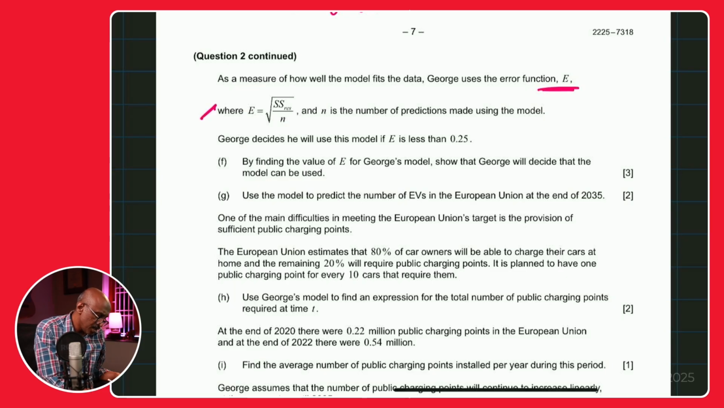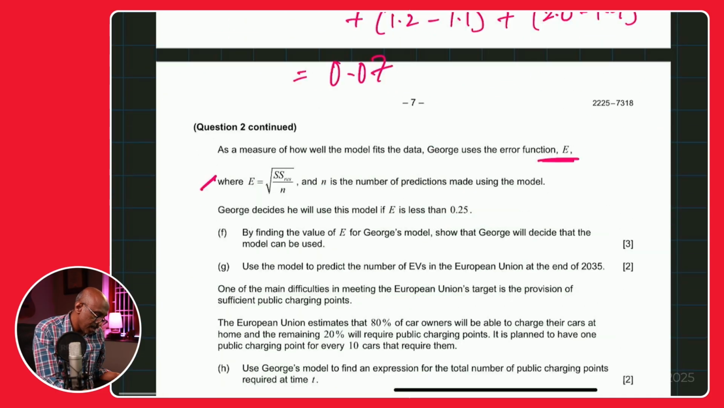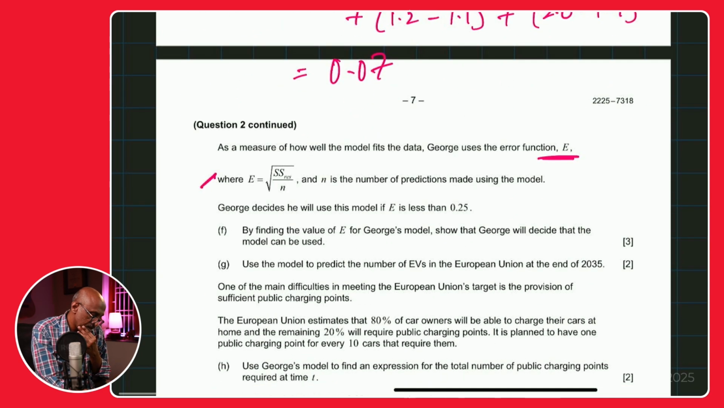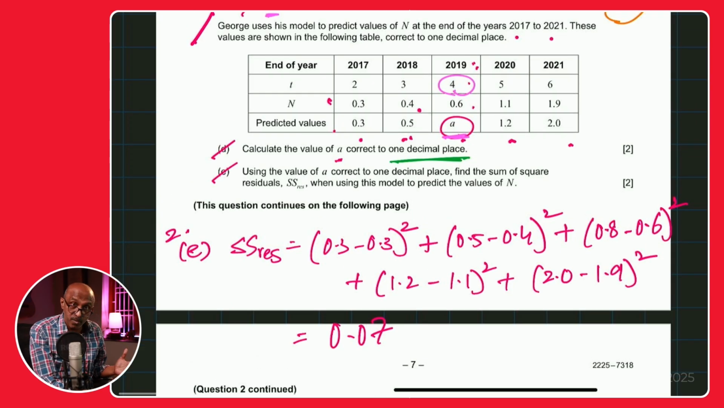Okay. As a measure of how well the model fits the data, George uses the error function e, where e is equal to the square root of what we just found out, the sum of the square residuals over n. N is how many values here? 1, 2, 3, 4, 5. N is 5. Square root of that term, and n is the number of predictions made using the model. There you go. These are the 5 values we've predicted using the model.